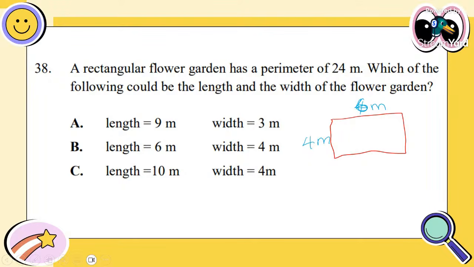Now, since it's a rectangle, if this part is 6 meters, it means the opposite length is also 6 meters. And if this part is 4 meters, it means the opposite is 4 meters. Let's add this and see if we get 24 meters in all. 6 meters plus 6 meters gives us what?